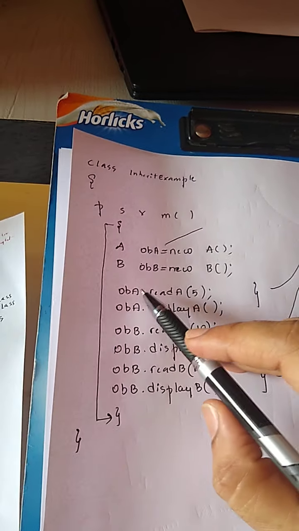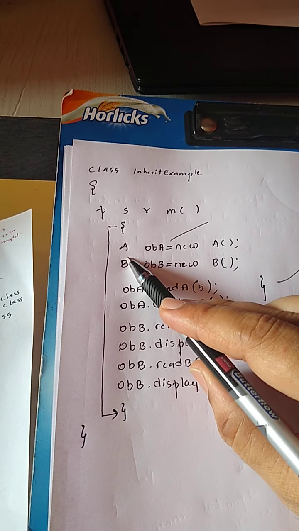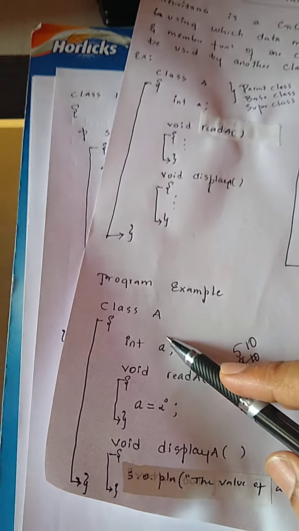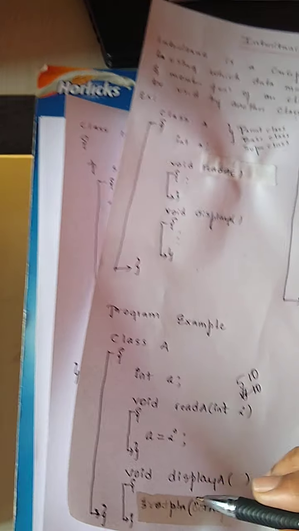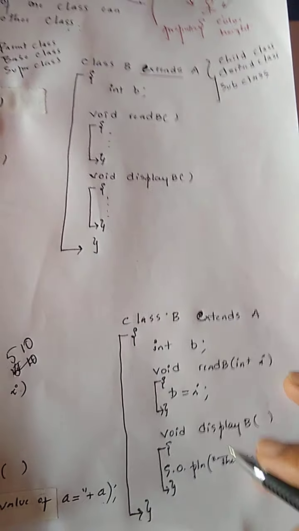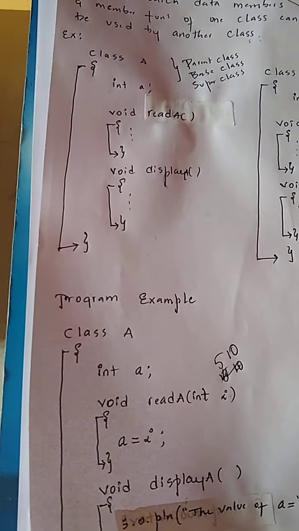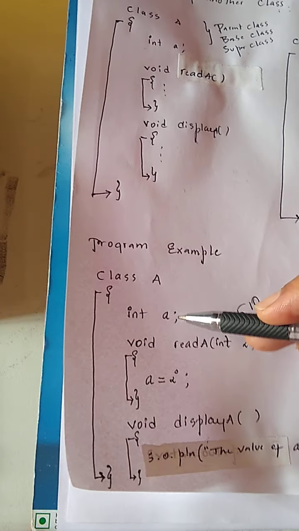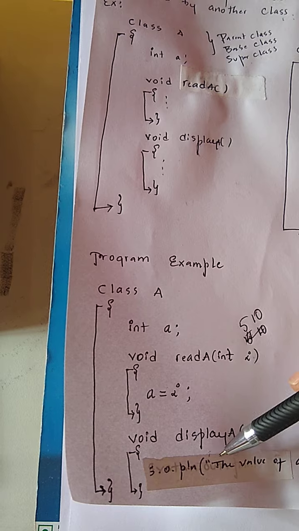Using an object of class A, I can call these three: data member a, read a or display a. But using the object of class B, I can call small b, read b, display b along with small a, read a and display a. Why? Because of the concept called inheritance.